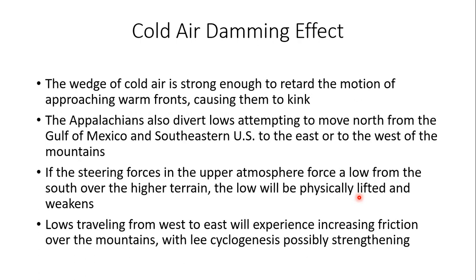So let me go ahead and show you here. I'll keep going on with this. The wedge of cold air is strong enough to retard the motion of approaching warm fronts, by the way, as well, causing them to kink. The Appalachians also divert lows attempting to move north from the Gulf of Mexico and southeastern U.S. to the east or to the west of the mountains. So the Appalachians play a significant role in the weather along the East Coast.